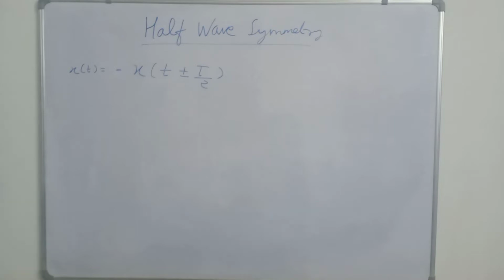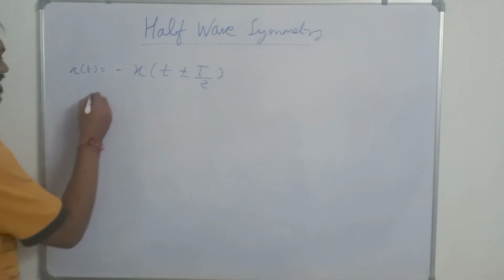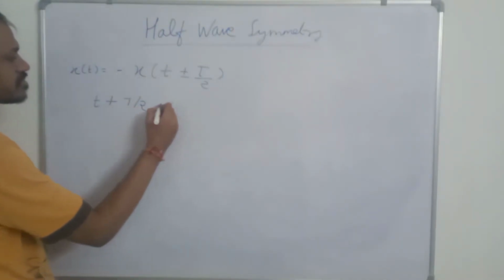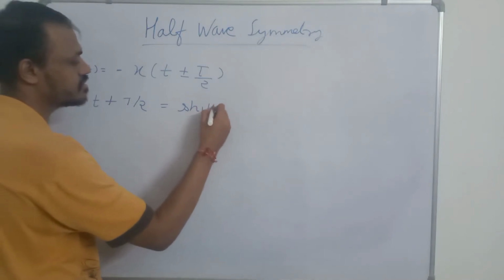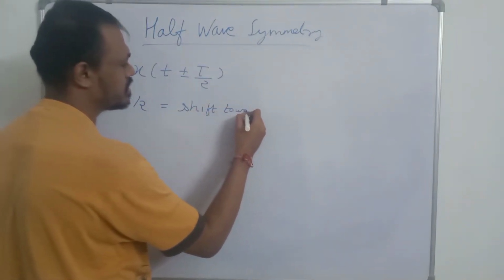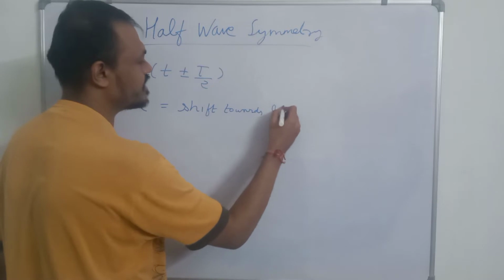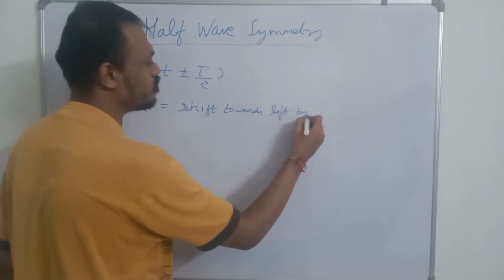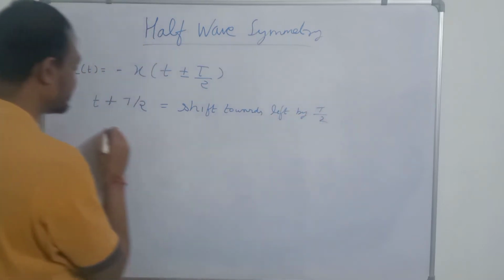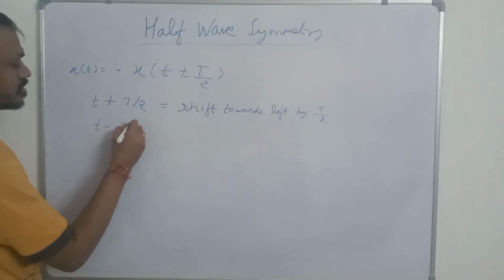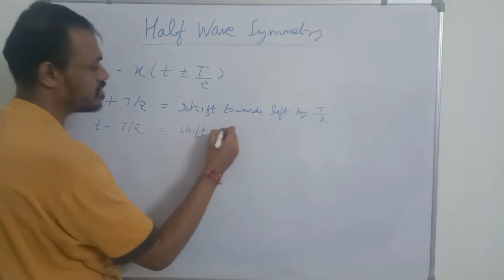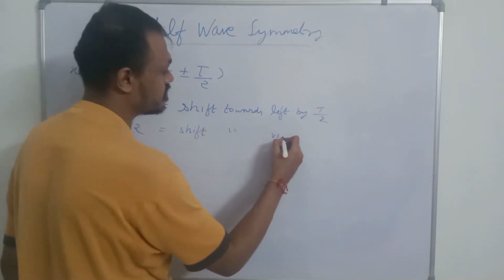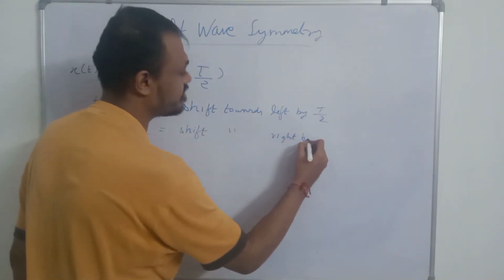We all know that t plus T by 2 is equal to shifting to the left side. Shift towards left by time T by 2, and t minus T by 2 means shift towards right by T by 2.